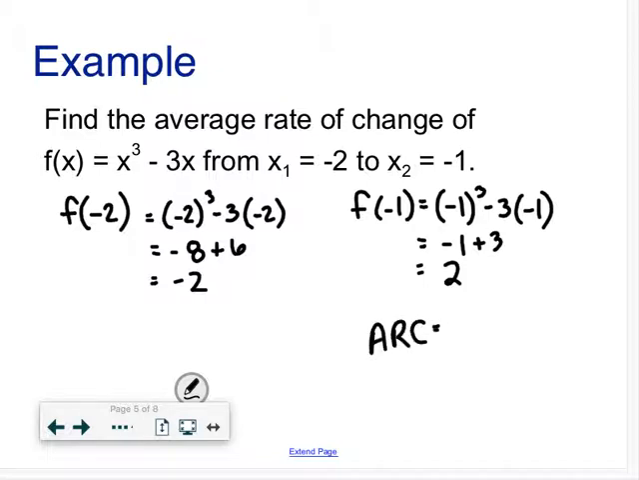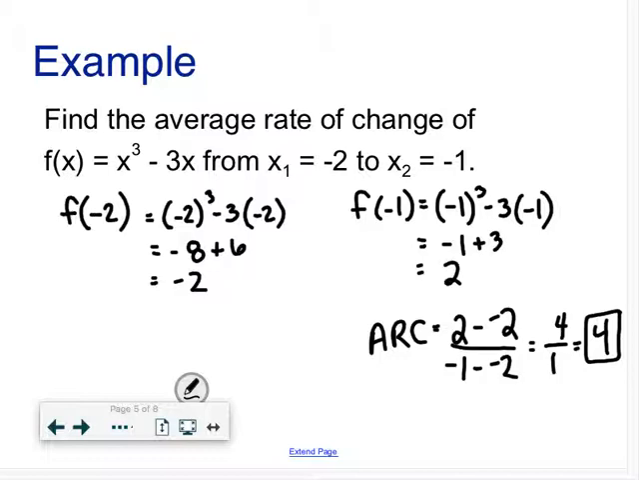And now I'm ready for average rate of change. So find the difference in my y values or my f of x values. So I'm going to do 2 minus -2. And since I did 2 minus -2, I'm going to have to do -1 minus -2 for my x's. That gives me 4 over 1, which simplifies to 4. The average rate of change between the 2 points is 4.